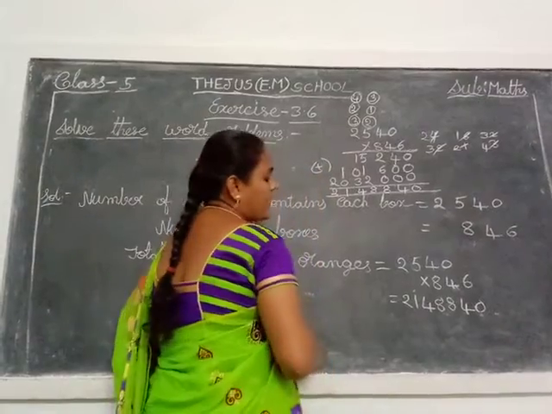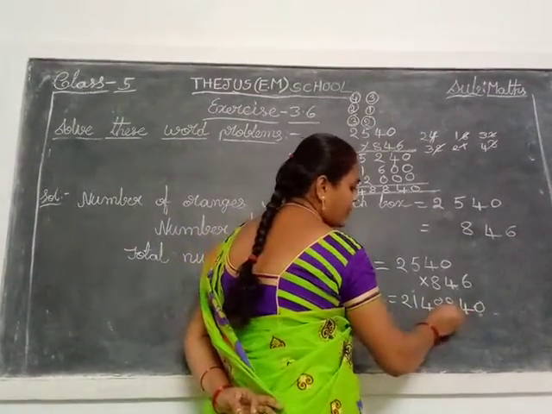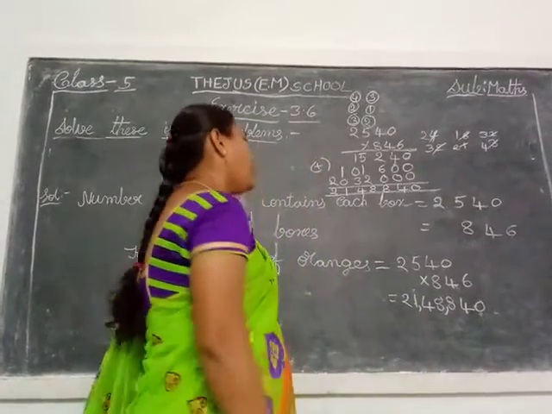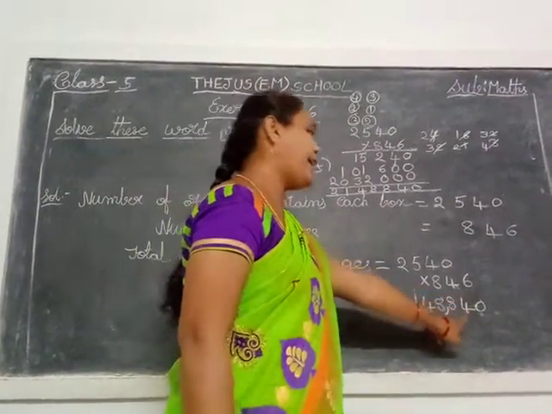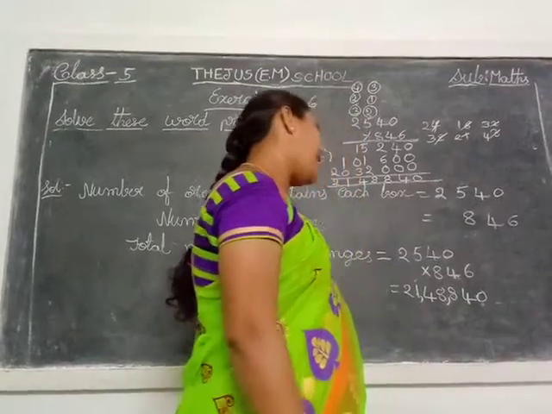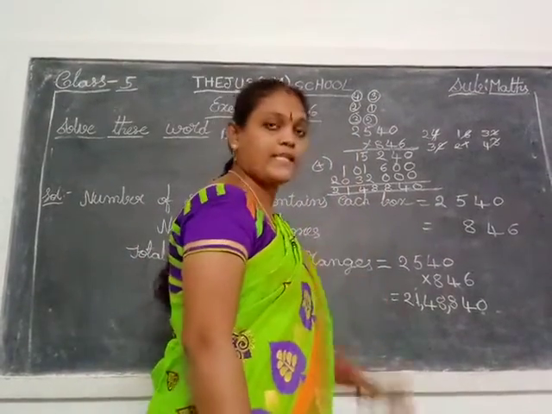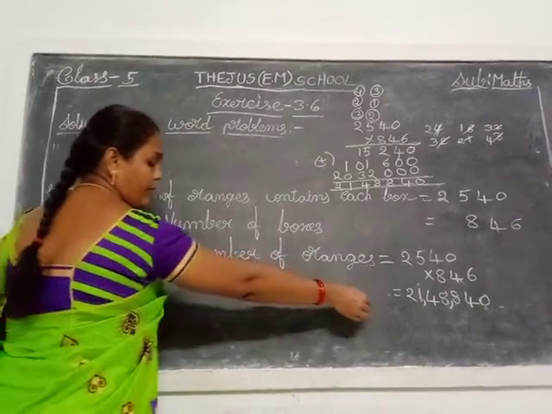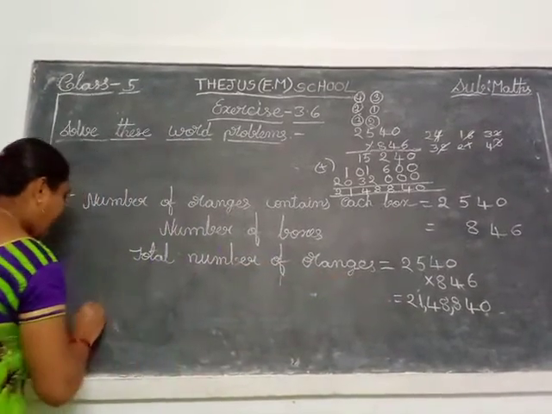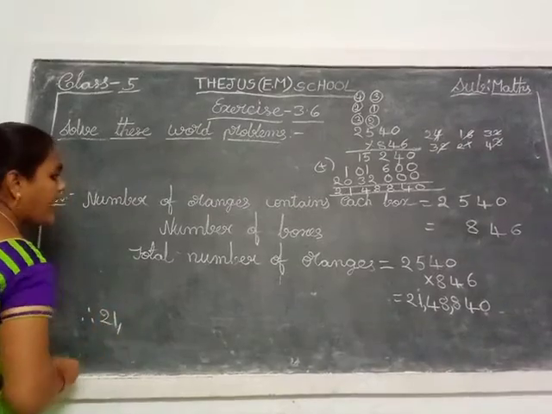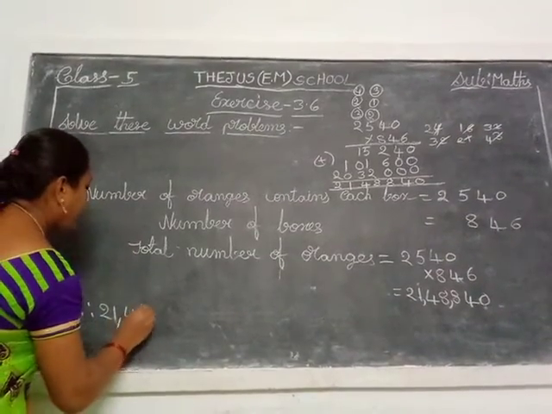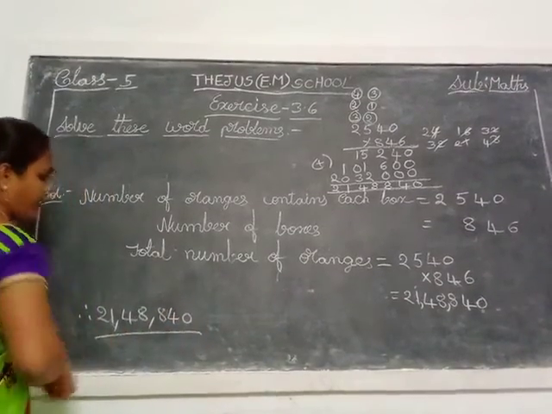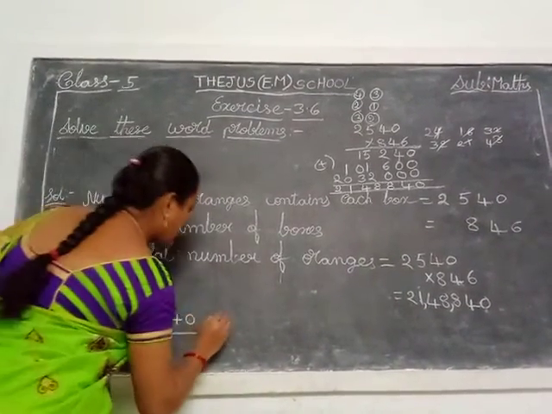So how do we put that here, children? 1 stands at 100 place, after that 1000, 10,000, after that lakhs, 10 lakhs. So 21,48,840 oranges are kept in 846 boxes. So the total number of oranges becomes the answer, children. So write in conclusion here 21,48,840. Okay, oranges.